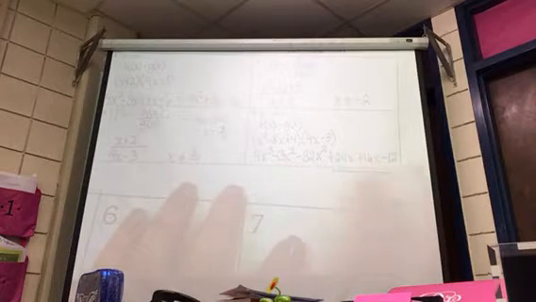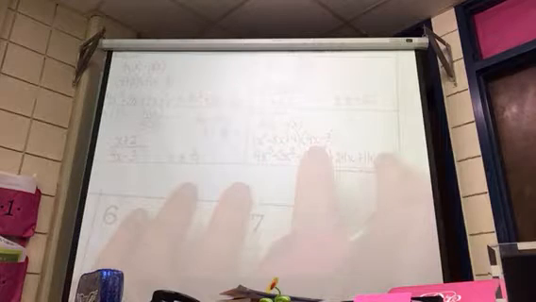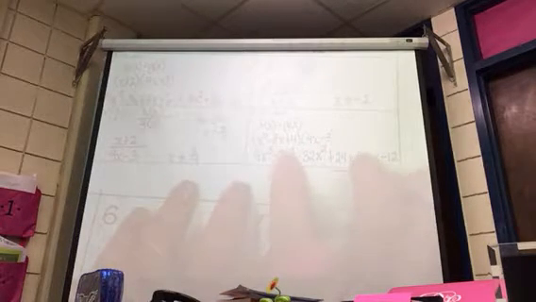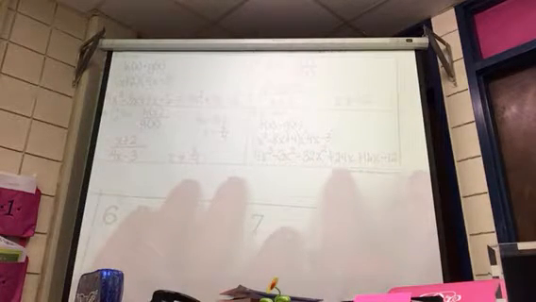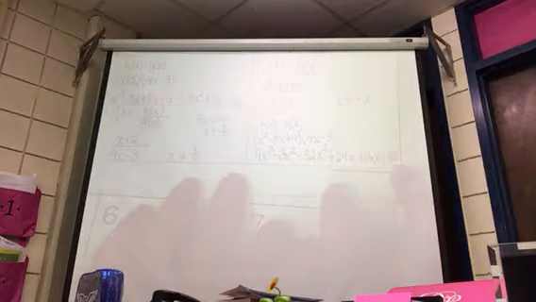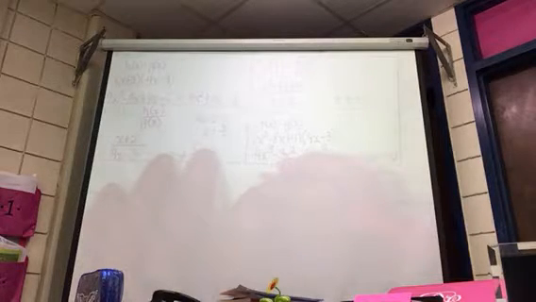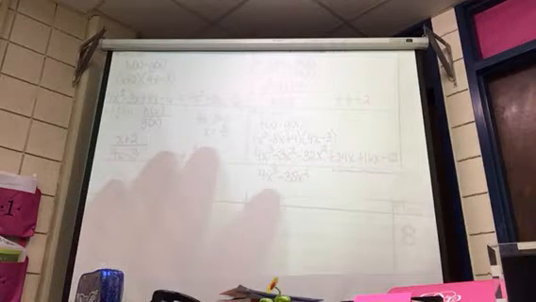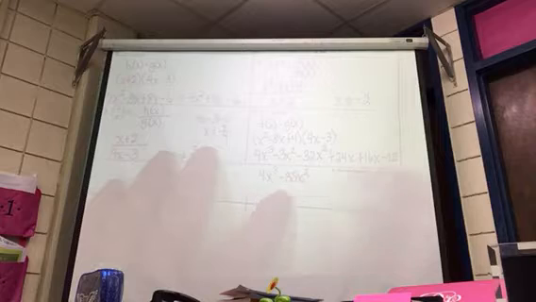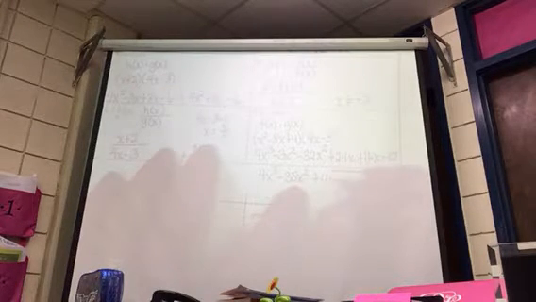Where'd you get 24 at? 8 times 3. Negative 8x times negative 3 is 24x. All right, now combine terms. I have 4x cubed. Negative 3x and negative 32x is negative 35x squared. Plus 40x, because 24x plus 16x is 40x. And subtract 12.